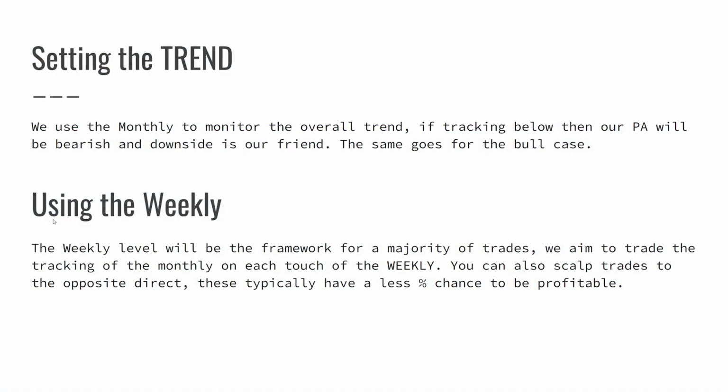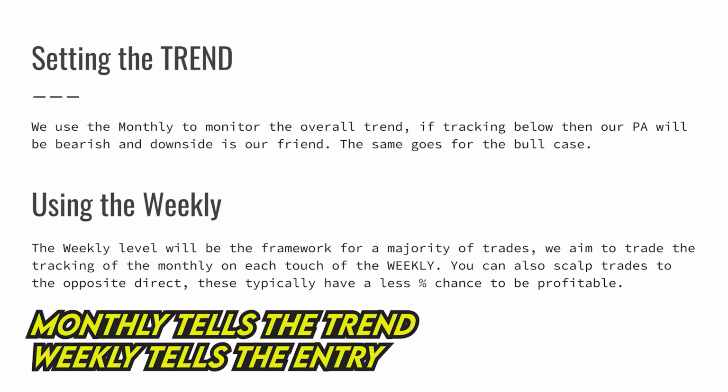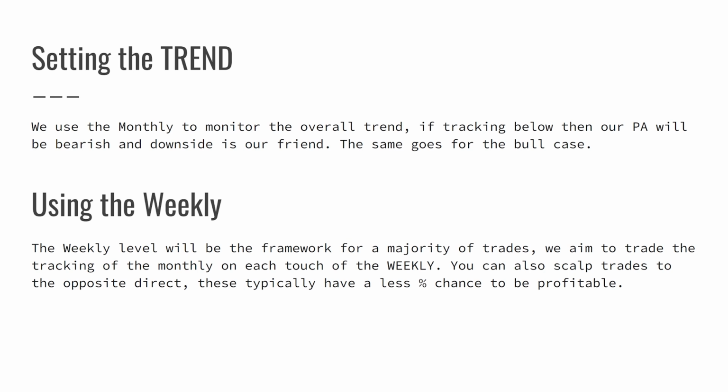So what I'm going over here is using the weekly to set that trend. So you already had the trend set with the monthly. You know, when you get below it, you're looking primarily for that downside pressure. You're not really looking for the upside movement. It's more of the downside because you're below your monthly. The trend is bearish. So we're using the weekly level, which will always be the framework of a majority of our trades. We aim to trade the tracking of the monthly, like I said, as it's going to the upside. If it's above the monthly, you're in a bull trend. If you're below the monthly, you're in a bearish trend. And then each touch of that weekly is going to be your entry zones. And you can see this happens quite often, usually multiple times throughout the week. And you're not about getting 40 to 50 trades a week.